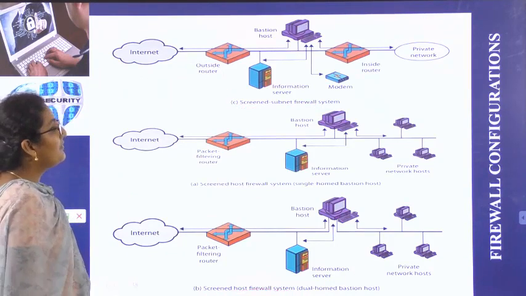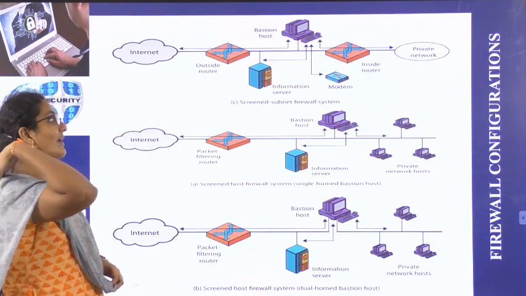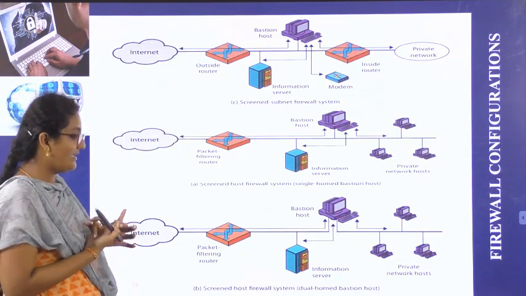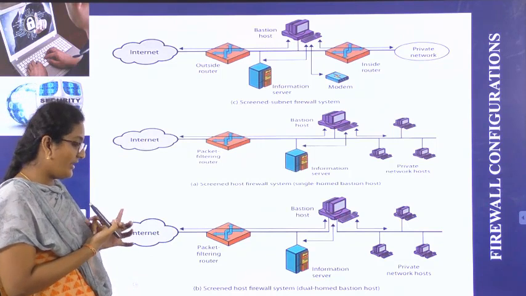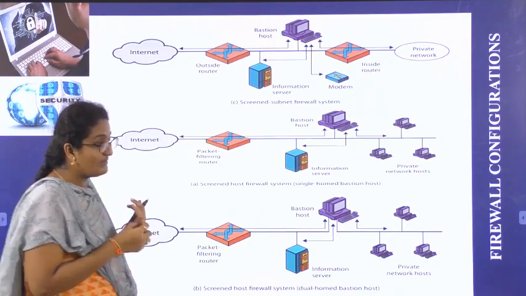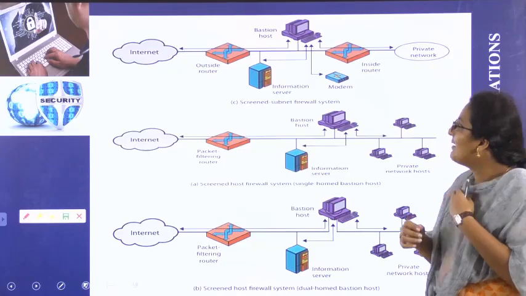So firewall configurations is nothing but into how many types you can set up the firewalls. So into three types we can set the firewalls. First one is screened subnet, second is screened host firewall with single home base station, third is screened host firewall with dual home base station. So the first one, screened subnet.